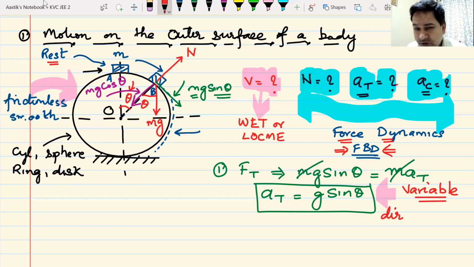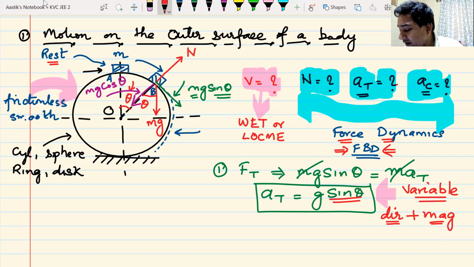Look at the value. No, sir. The magnitude is not constant. There is a sine theta here. Theta is changing. At the top, theta is 0. Then theta will slowly increase: 0, 5, 10, 15, 30, 40, 45. Theta will keep on changing, so the value will also keep on changing. So it is variable both in magnitude as well as in direction. It is continuously varying both in magnitude as well as in direction.